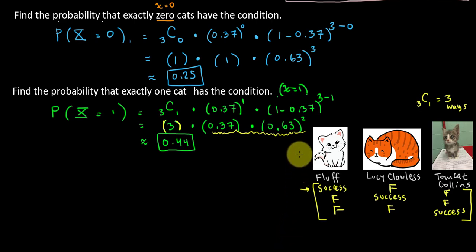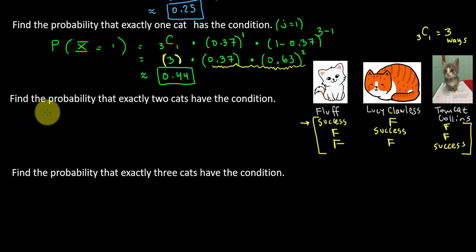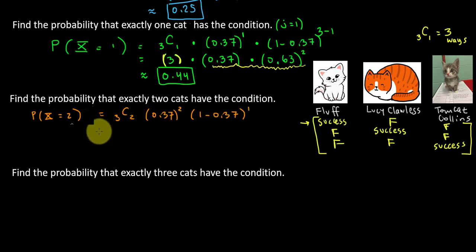All right, let's crunch some more numbers. Hopefully you're getting the hang of this, so I will go a tad faster. The probability of 2 successes is 3 choose 2, 0.37 squared, 1 minus 0.37 to the first. This is still multiplication by 3. Can't really simplify that without the assistance of a calculator. Okay.